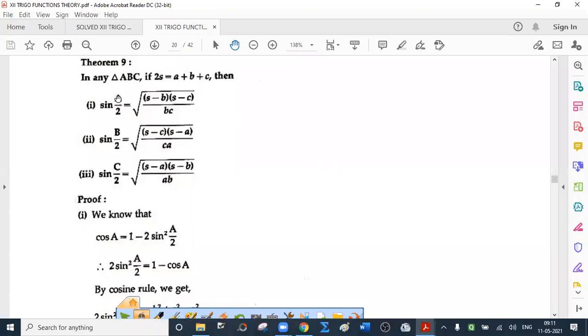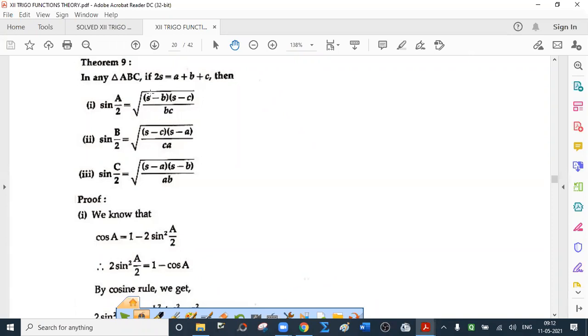Now we discuss this. In any triangle ABC, if 2S is A plus B plus C. What is A plus B plus C? Sum of the lengths of three sides of a triangle, that is perimeter. So perimeter is denoted by 2S. So S represents semi-perimeter of triangle. We have to prove that sine of angle A by 2 is root of S minus B into S minus C upon BC. Just remember this, because these two can be obtained by making cyclic changes.